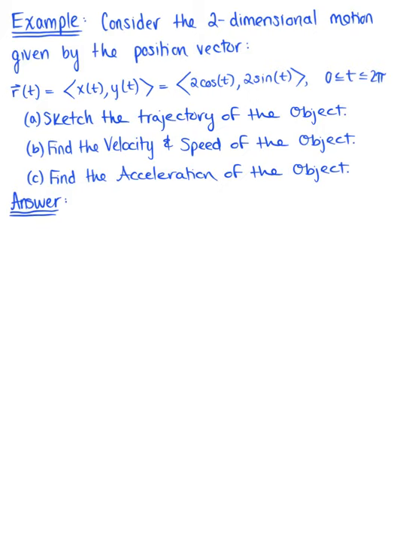Consider the two-dimensional motion given by the position vector r of t, with components 2 cosine of t, 2 sine of t, where t is greater than or equal to 0, less than or equal to 2 pi. We're asked to sketch the trajectory, or the path, of the object. Part B asks us to find the velocity and the speed of the object. And last but not least, Part C asks us to find the acceleration of the object.